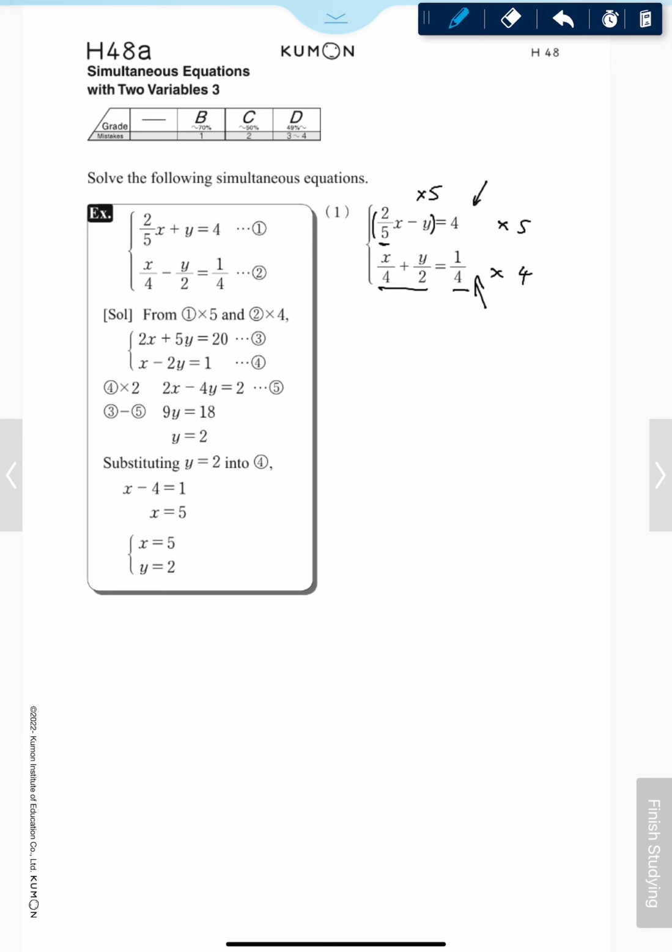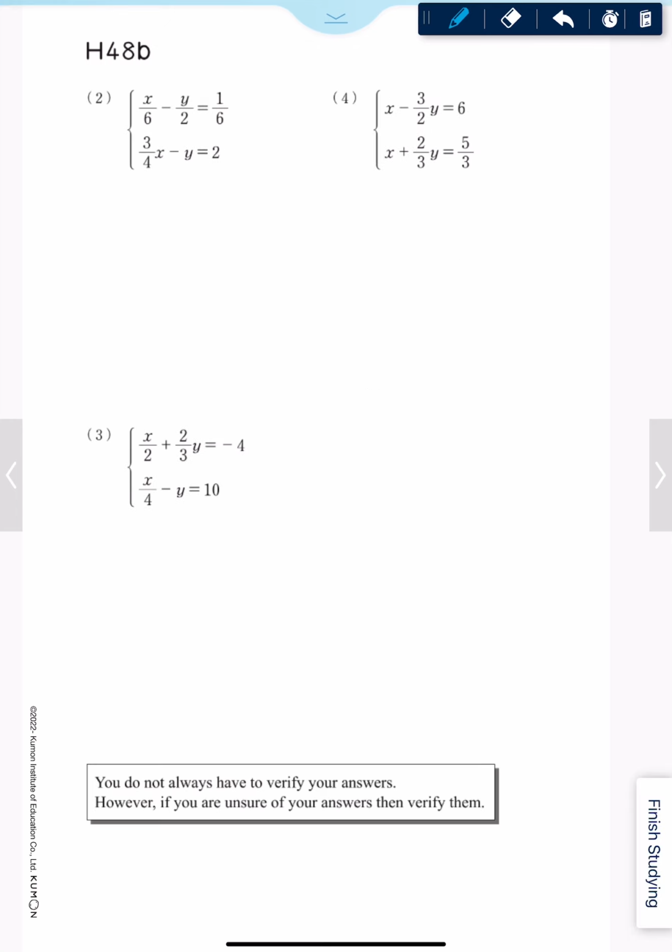So if you multiply the first equation by 5, you will get 2x minus 5y equal to 20. See, now you're dealing with just a regular equation instead of fractions. Then the second equation by 4, I will get x plus 2y equal to 1, right? And then you pretty much know how to deal with this properly, okay? Same thing with this page, a little bit more complicated as you have to get rid of the fraction first, then rearrange the terms. For example, for question number 3, actually you don't have to rearrange the terms, so even better.